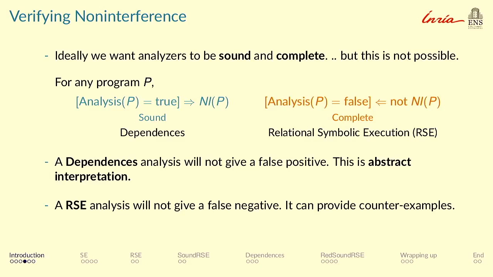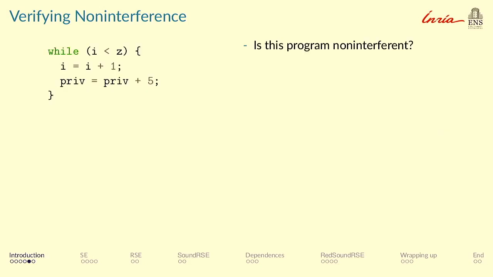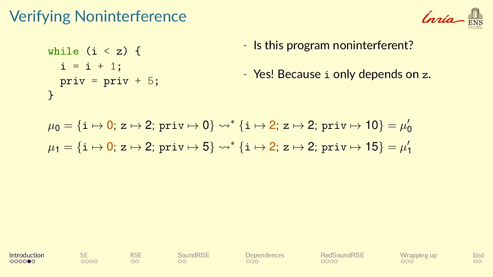Okay, so now we switch programs. We have a different program where I has to be smaller than set, and then we add 1 to I and 5 to prib. So the question again is, is this program non-interferent? And the answer basically is yes, just because I is depending on the value of set, but there is no relation between I and the value of prib. And again, we can just give a pair of memories that basically show us that if we have the same value in I and set, no matter the value of prib, we're going to get the same value for I and set at the end of the execution.